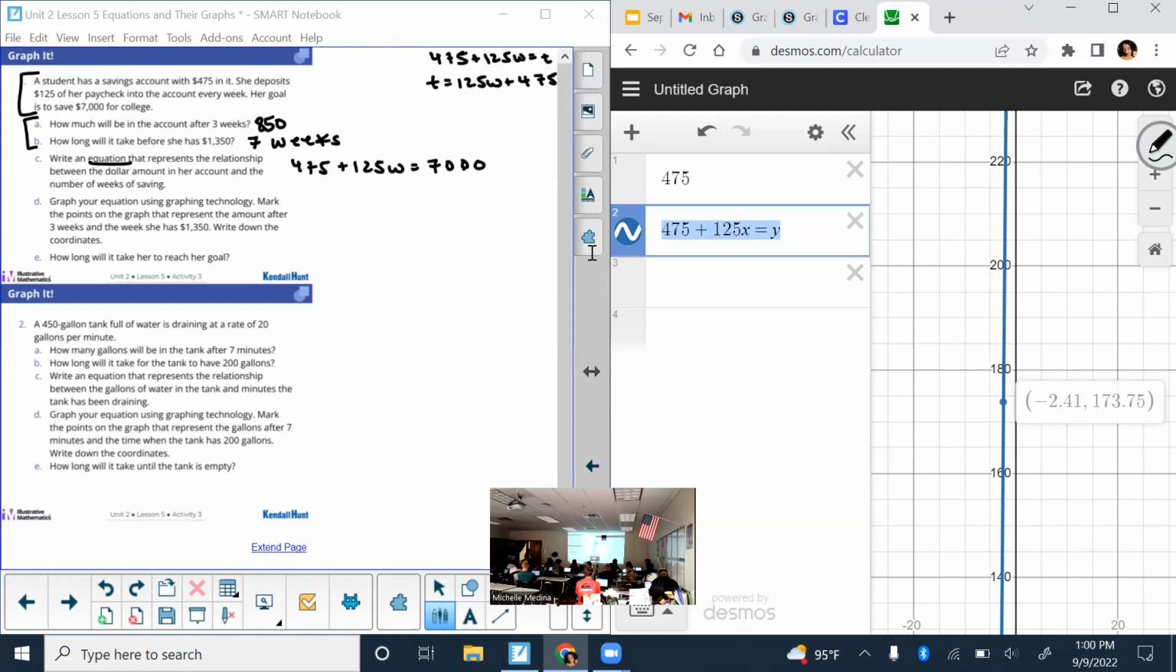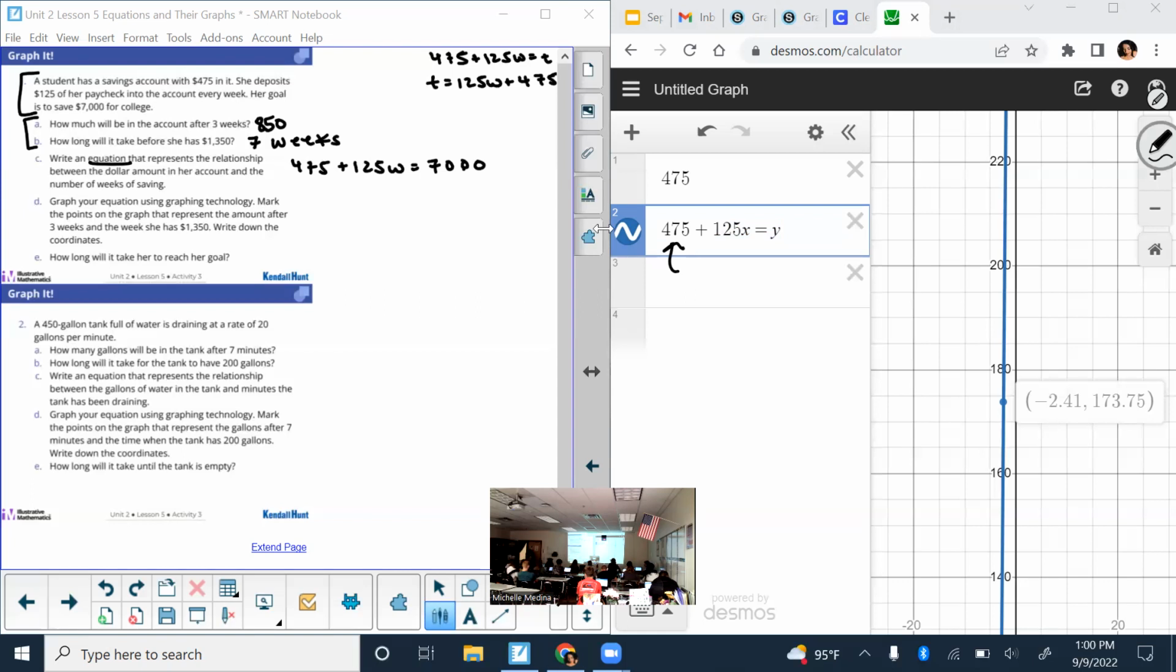What format is this in? When I have a straight line, linear, what's the formula for a linear equation? Zero. Undefined. Does this say undefined? No. What does this look like? What is this, 475? That's the money that she started with. Where do your graphs usually start?